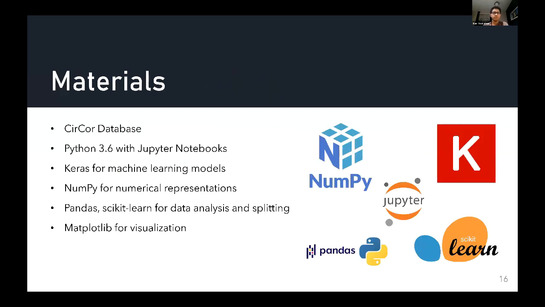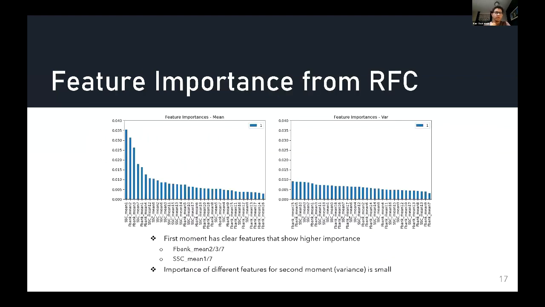So all of these random forest classifier models were implemented in Python with Keras libraries, and scikit-learn and matplotlib tools were basically used for data analysis and visualization. So here are the results from these random forest classifier models. We'll basically take a look first at stage one, which is classifying the location of a heart murmur.